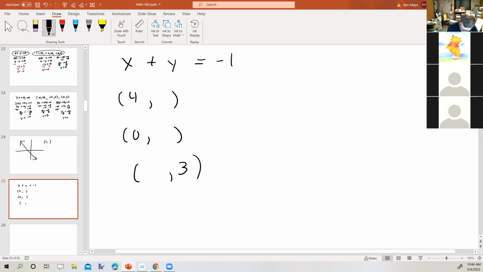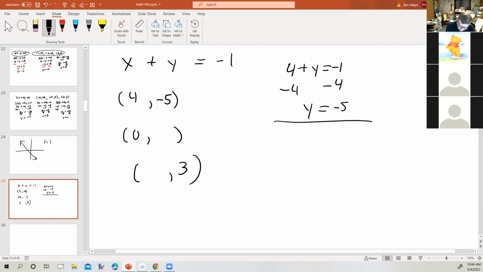And we are to complete those 3 ordered pairs, okay? So if x is 4, putting 4 in the place of x, we get 4 plus y equals -1. Subtract 4 from both sides of the equation, y equals -5. Starting over, if x is 0, 0 plus y equals -1. 0 plus y is just y equals -1. So there's our second ordered pair.